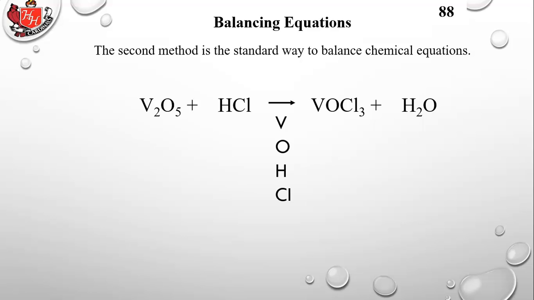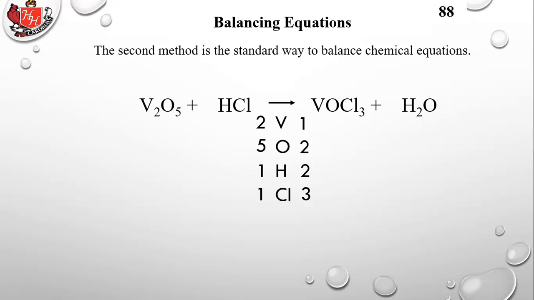Okay, so what do we have? Well, we're going to do it the same way we did with the box method. First we're going to count the atoms we have on each side. For vanadium, we have 2 on the left and 1 on the right. For oxygen, we have 5 on the left and 2 on the right, 1 in VOCl3 and 1 in H2O. For hydrogen, we have 1 on the left and 2 on the right. And for chlorine, we have 1 on the left and 3 on the right.